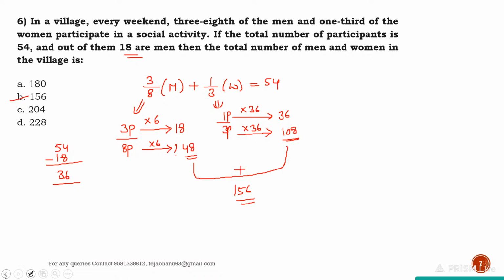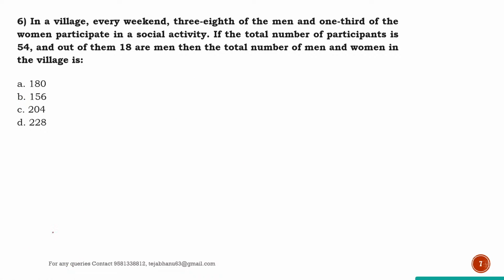See, have a look. He has given 3/8 of men plus 1/3 of women participated in the social activity. The total participants are 54. Now have a look.